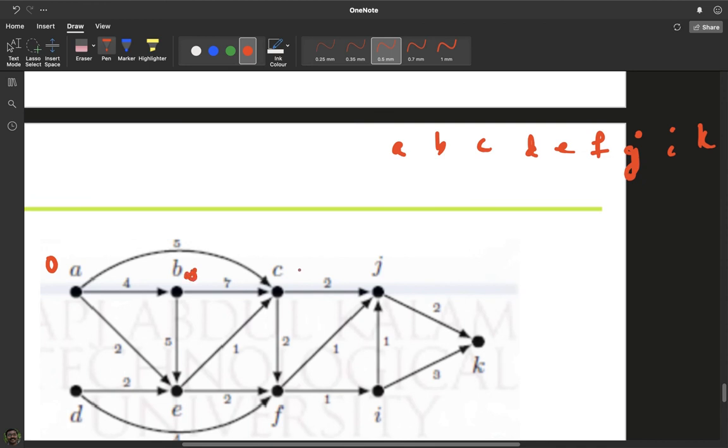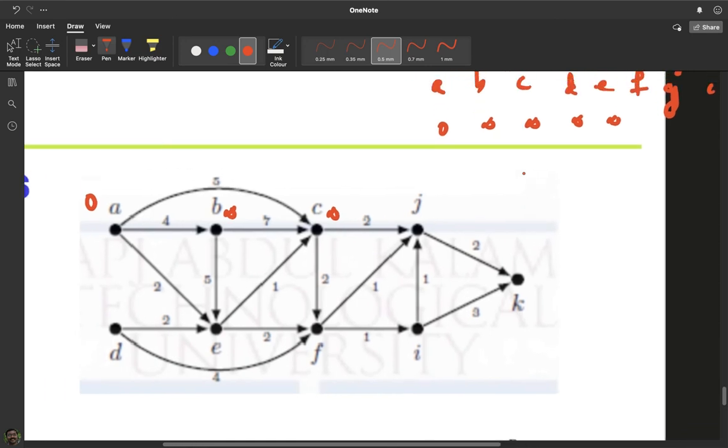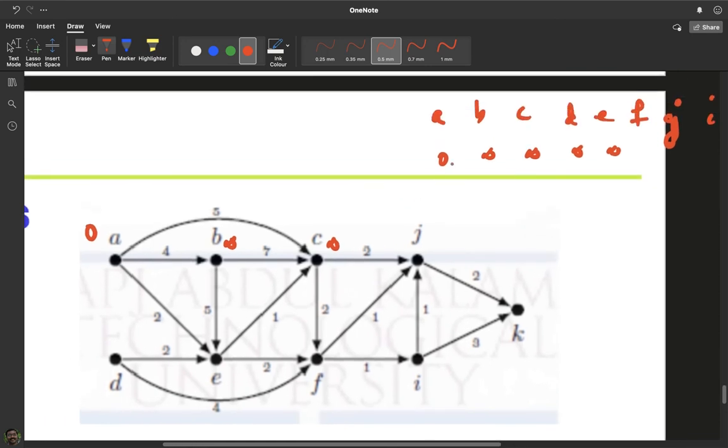Every other vertex would be assigned infinity. So 0, infinity, infinity, infinity, infinity, like that, everything will be assigned. In the next step, you can see that this is the shortest of them, so it will be given the permanent weight of 0.